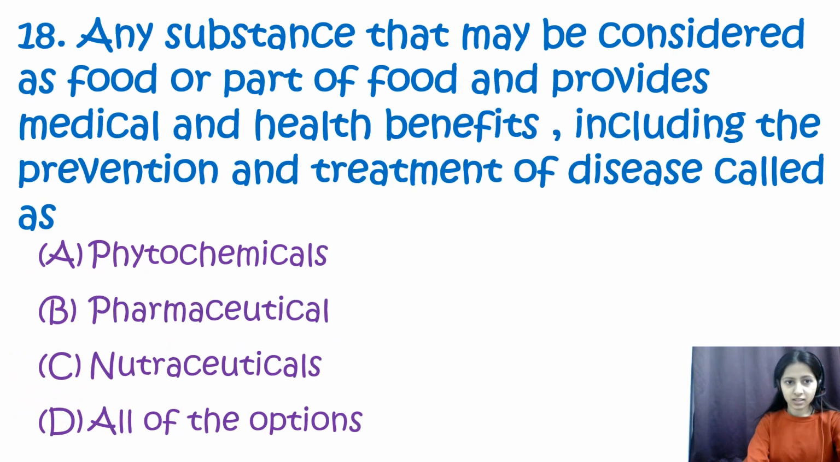Number 18. Any substance that may be considered as food or a part of food and provides medical and health benefits, including the prevention and treatment of diseases. So these are called as option A, phytochemicals, option B, pharmaceuticals, option C, nutraceuticals, and option D, all of the options. So the correct option is option number C, that is nutraceuticals.